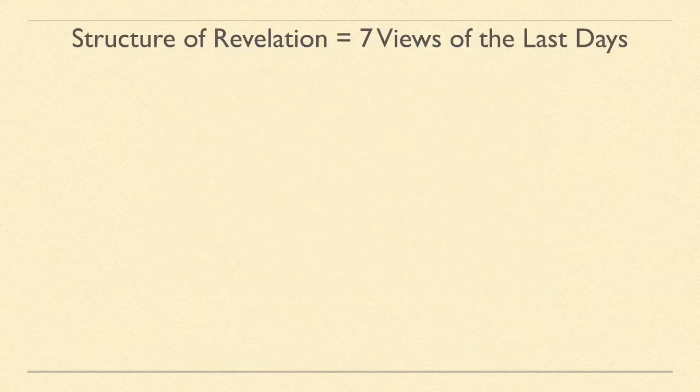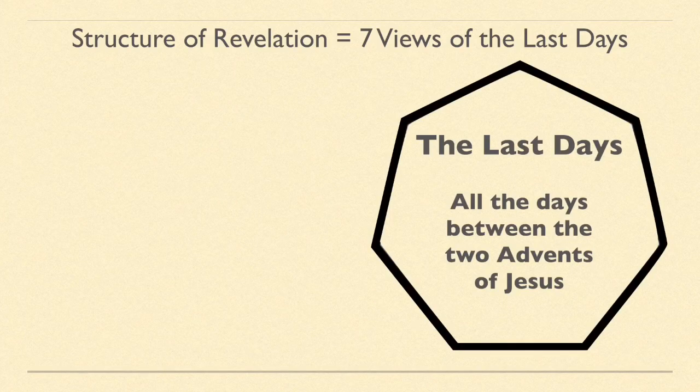In the book, we are being given 7 views of the last days, which are all of the days between the 2 advents of Jesus. I'm representing the whole of the last days with this 7-sided figure. The 7 sides remind us that we are being given 7 views.